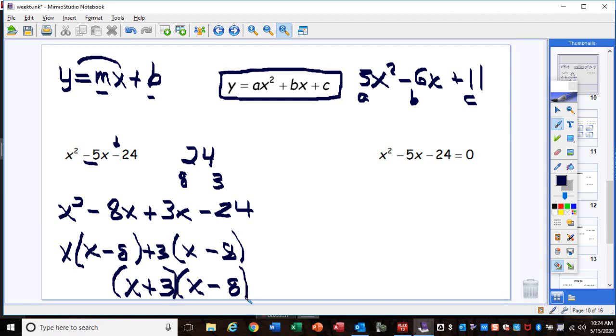But see, that's not the final picture. That's not the end game. Now what we're going to do, I'm going to take the same problem here, but now I'm going to set it equal to 0.